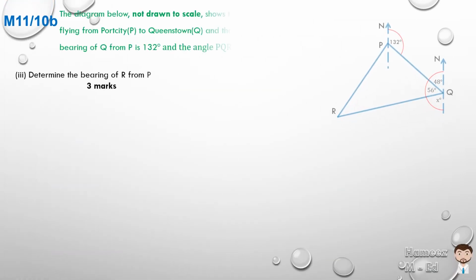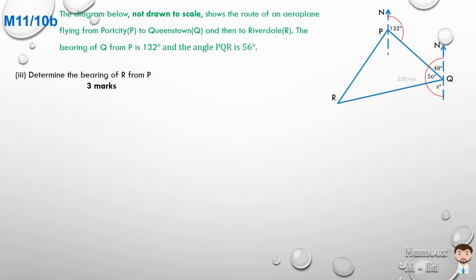Part 3 of the question, determine the bearing of R from P. So let's consider standing at P, facing north, and turning in a clockwise direction. We already have the first part, which was given as 132 degrees, NPQ, and keep turning until we face R. So that includes a green part that we have there. And we put a clockwise arrow on it to show the direction of the turning. So the bearing would be angle NPQ plus angle QPR, and that would give us our entire bearing.